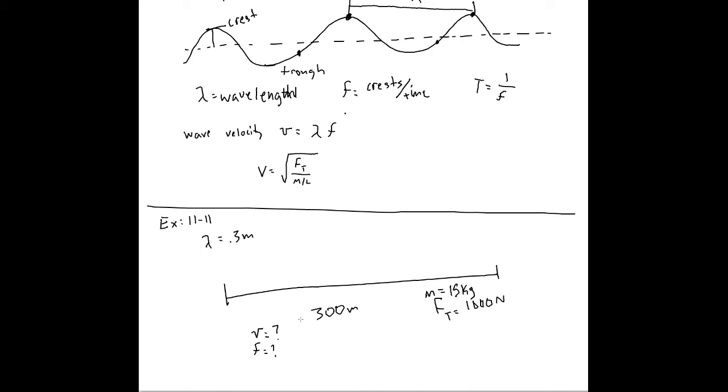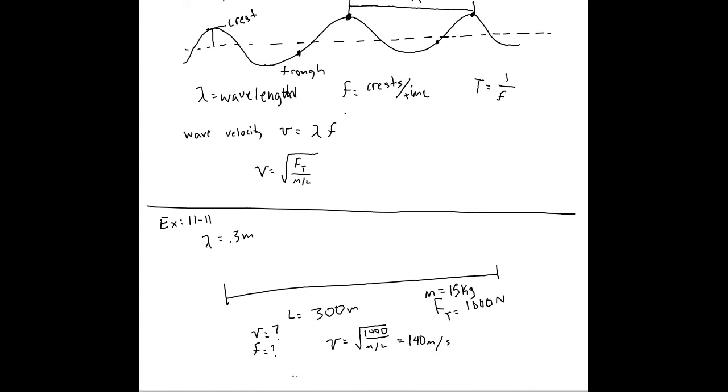So since 300 is our length, the variables that they give us coincide with this definition of wave velocity. So what we would use is the square root of 1,000 divided by my mass over my length. My mass is 15 and my length is 300. So plugging that in, I get a wave velocity of 140 meters per second.